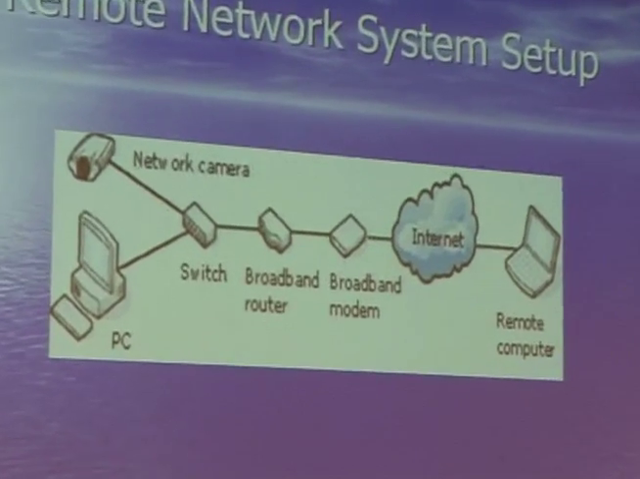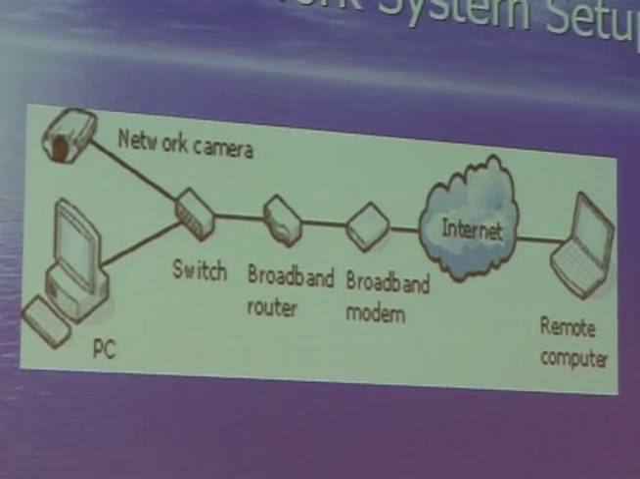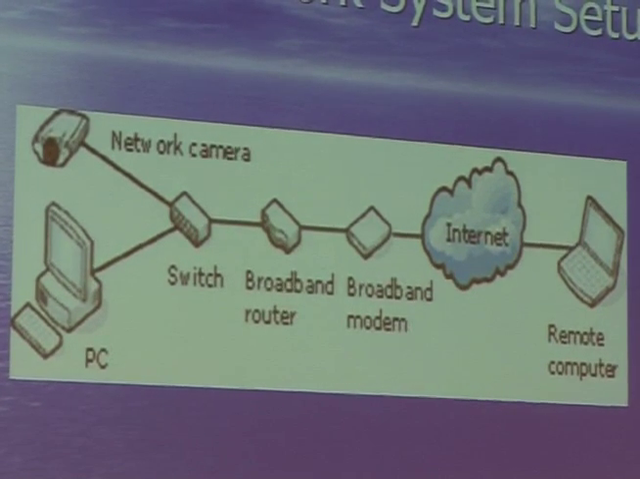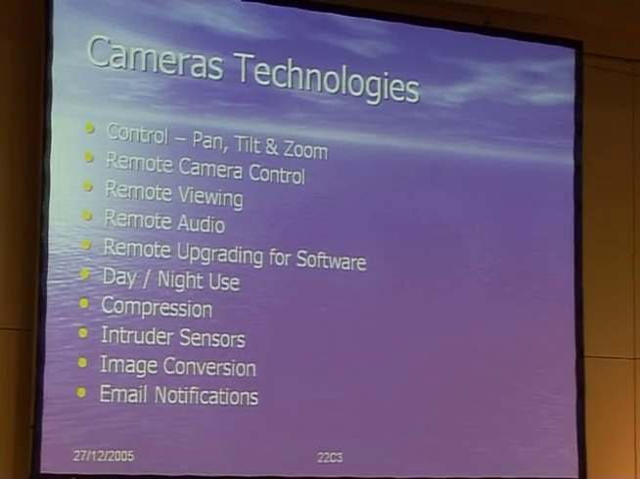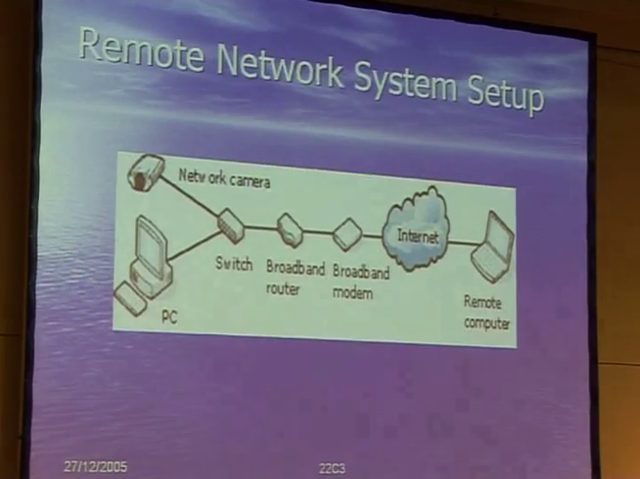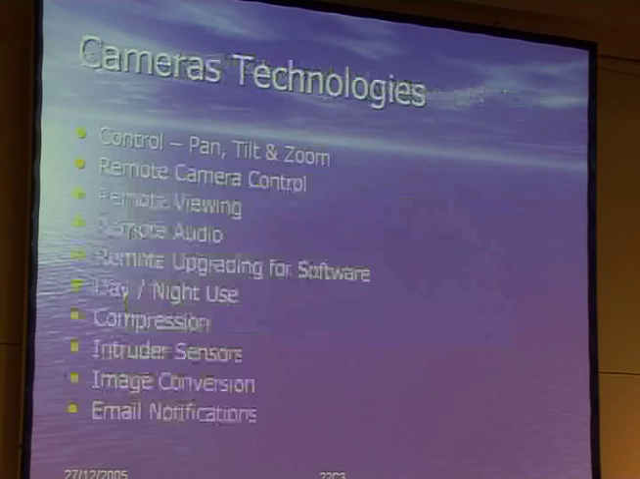This is an example of the remote network system setup. You see on the left-hand side: network camera, PC, switch, broadband router, broadband modem, internet, remote computer. Now, does that really happen? Well, sort of. It doesn't happen completely. This is the way they like you to imagine it. This is what's on their product literature. But if you look at most of the schemes today, they've not necessarily got a switch at that point. They may have both of those, or they may only have one that acts as a broadband router modem instead. They may have one thing rather than two.